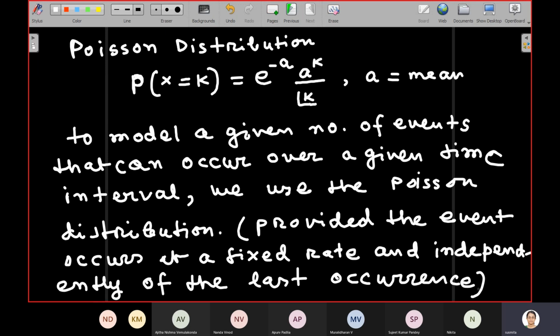over a given interval. For example, suppose a river overflows on average once in 100 years. Okay. So the average value here is 1, a is equal to 1. It overflows once in 100 years on average. Now we want to know what is the probability that it will overflow two times, twice, thrice, and so on in the same 100 years period. So for that, we can use the Poisson distribution.